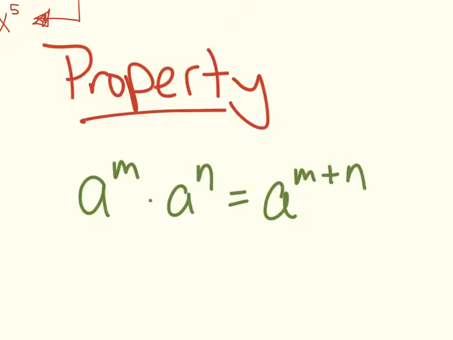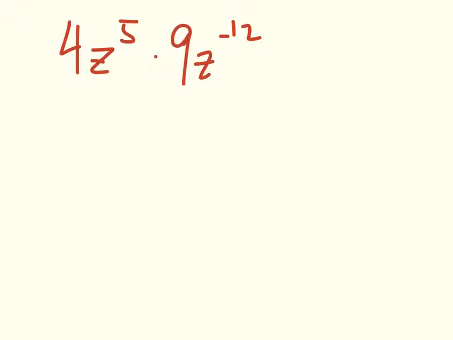In this short video, we're going to go through 4 examples illustrating how we can use this idea in some different problems. So let's simplify this expression. We have 4 times z to the 5th times 9 times z to the negative 12th.